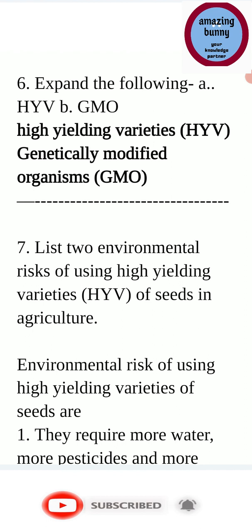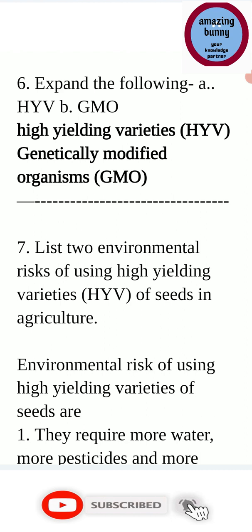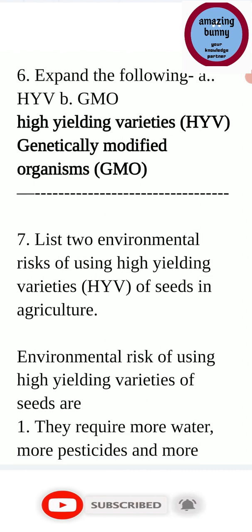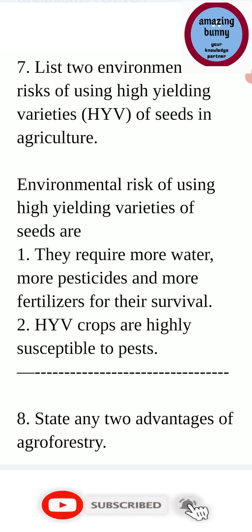Expand the following, that is, you have to write the full form of HYV and GMO. HYV is high yielding varieties, and GMO full form is genetically modified organism. Next question, list two environmental risks of using HYV, that is high yielding varieties of seeds in agriculture. There are environmental risks associated with HYV. First, they require more water, more pesticides and more fertilizers for their survival. Second risk is HYV crops are highly susceptible.